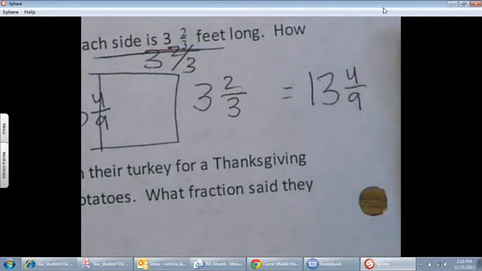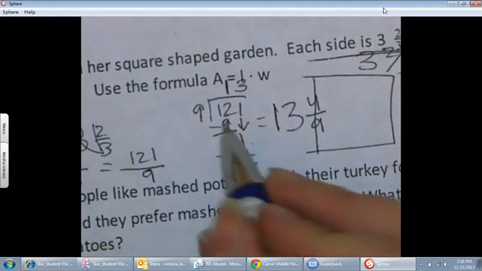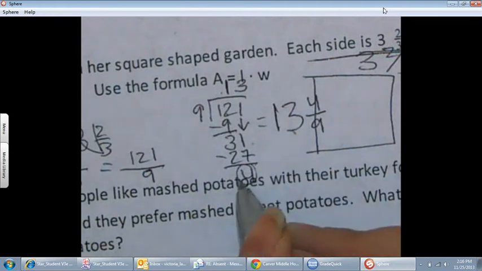And that would be it. And again, we got that because when we converted this, we were left with 13 as our whole number, 4 as our remainder, which is the numerator, and 9 was the denominator we had.